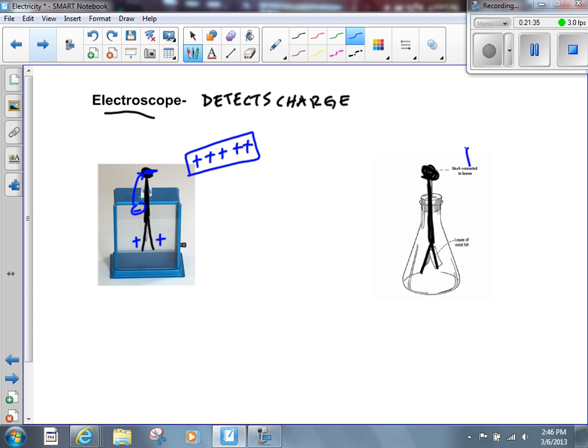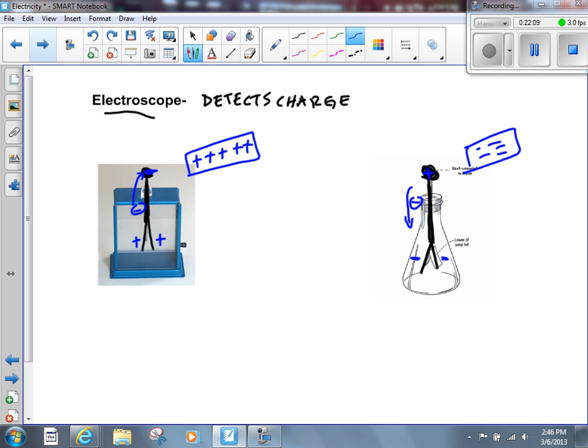Let's try bringing a negative nearby and see what happens. What happens to the protons in this electroscope? They stay the same. What happens to the electrons? They're going to get pushed down. So that means this ball is going to become positively charged because it loses electrons, and these leaves are going to become negatively charged because they gain electrons. What happens to the leaves? They repel because they're both negatively charged.